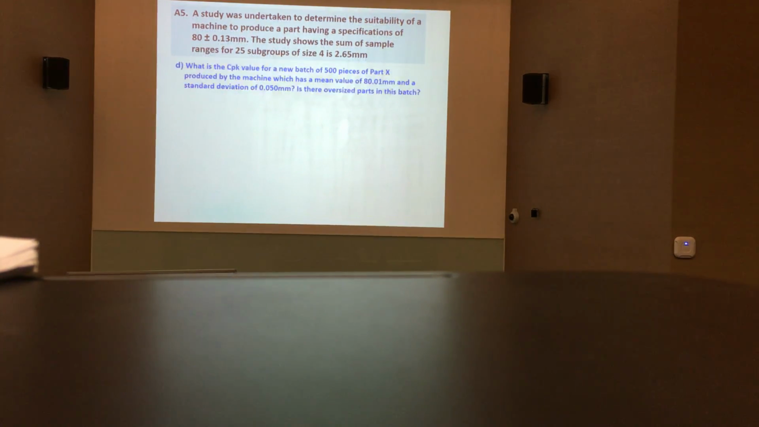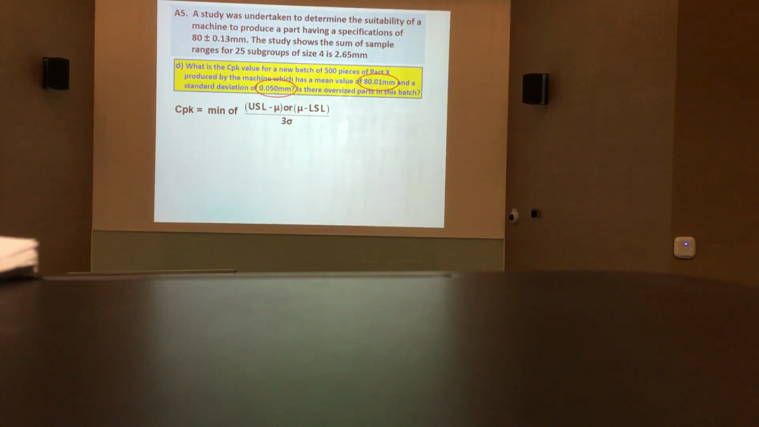Okay, I will just finish this one here, then tomorrow we will continue with the rest of the questions. So this part over here asks what is the CPK value for a batch of 500 pieces produced with a mean value of 80.01 and a standard deviation of 0.05? So here you just need to apply your formula.